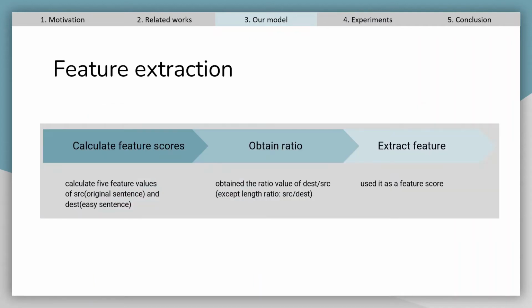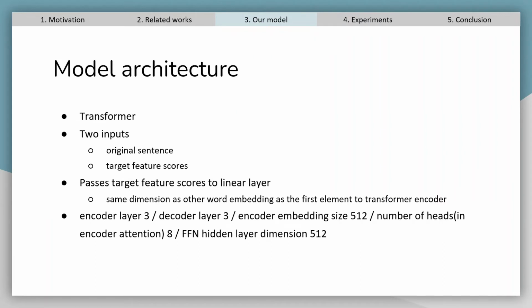Our feature extraction is done in 3 steps. Firstly, we calculate the values for each of the 5 features in the source and destination sentence of our dataset. Next, we calculate the ratio of each feature value. We use this value as a feature score. Our model is transformer-based. It takes 2 different inputs: the sentence to simplify and the target feature score of the simplified sentence. Target feature score is passed to the linear layer.